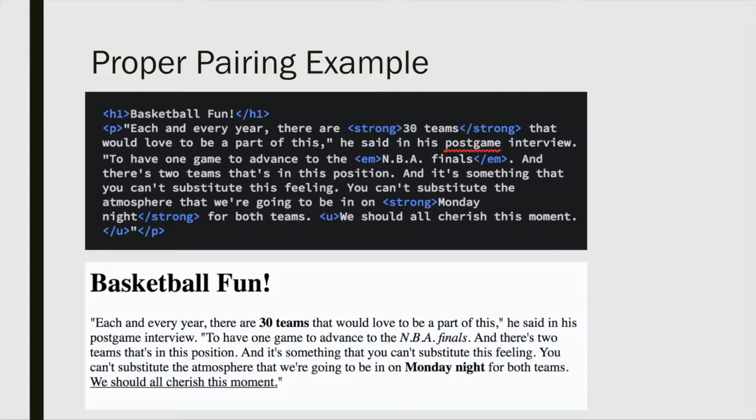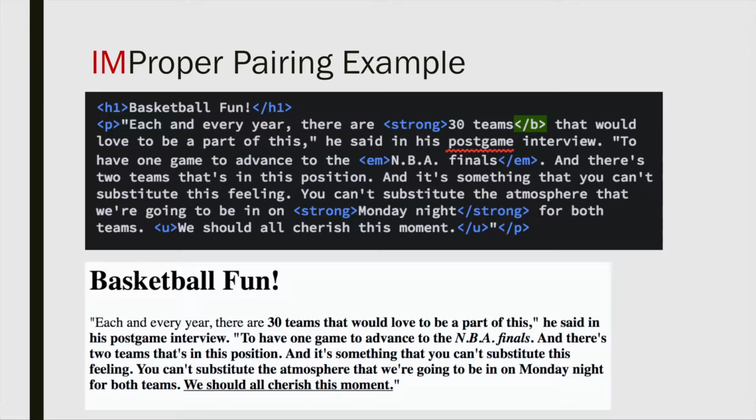Let's take a look at this example really quick. This basketball fun page has strong tags, P tags, H1 tags, U tags, EM tags, etc. And the example on the bottom shows you exactly what those tags will do to the various items in the content. If we forget one tag, such as the strong tag, let's just modify it to a B tag because B also stands for bold. If you open with the strong tag but close with the B tag, the browser doesn't know where the strong tag ends. So in this case, it's just going to run through it and bold everything. This is a very simple example, but something that's very common if you use improper pairing.